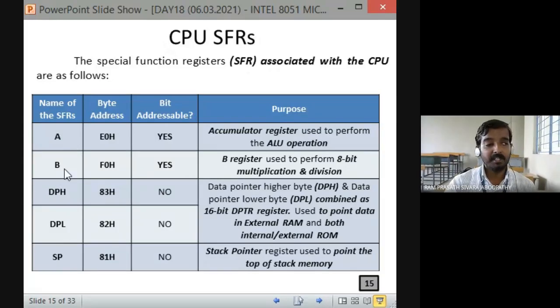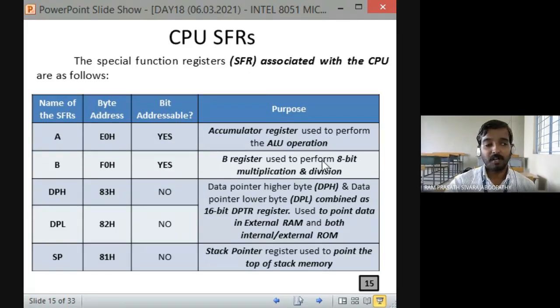Then coming to the B register, its byte address is F0. Each bit can also be addressed. Each bit of the B register can be addressed, so it is also a bit addressable register. Fine. So for what purpose is the B register used?